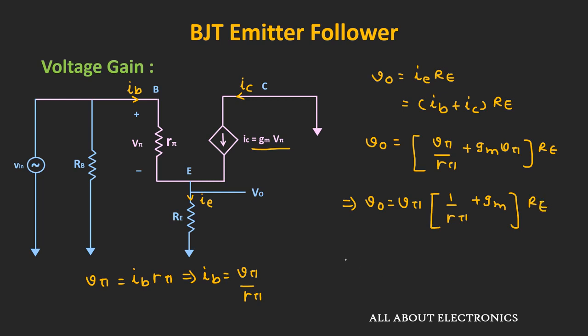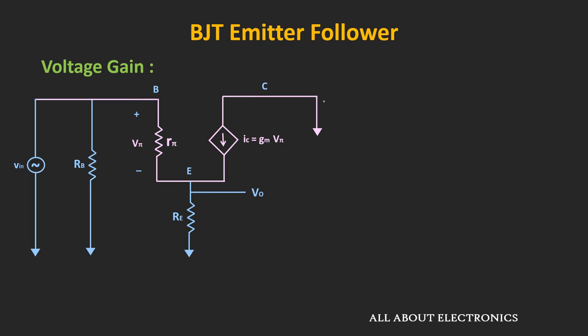Now we know that the R pi is equal to beta divided by GM, right? That means 1 divided by R pi is equal to GM divided by beta, and this term is much less than GM. For example, if the value of beta is 100, in that case this 1 over R pi is 100 times less than the GM. That means in this expression we can neglect this term. That means we can say that this output voltage V out is equal to V pi times GM times RE.